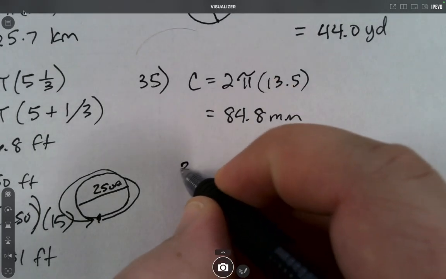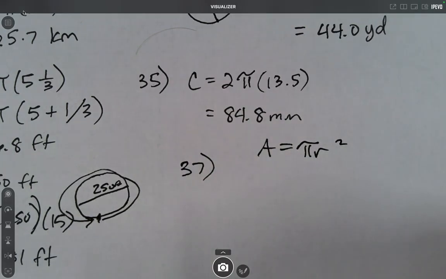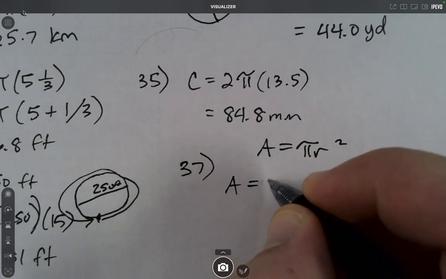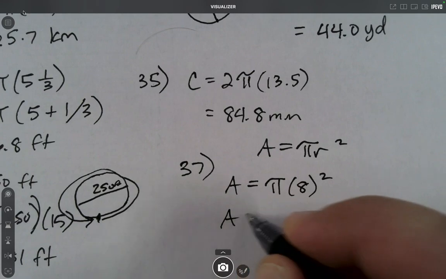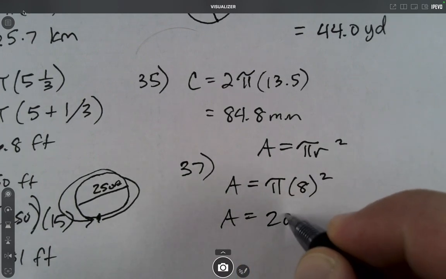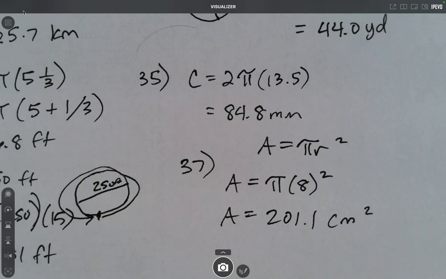Okay, 37, we're switching over to area of a circle. The formula for that is A equals pi r squared. On 37, the picture gives us 8 centimeters for the radius, because that's the distance from the center to the edge. So we just plug in pi times 8 squared. So the area, when you plug that in the calculator, you get 201.1 square centimeters. We're back to area, so we do square our units again. Circumference you don't, area of any shape you do.